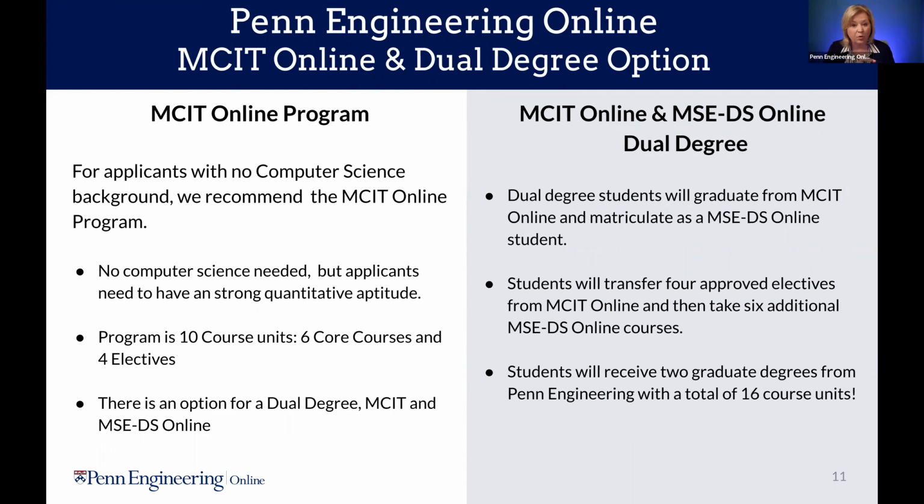So you would complete 10 courses in MSE-IT, and then 4 courses from MSE-IT could transfer into MSE-DS online. And then you would only need 6 more courses to complete MSE-DS online. And then you would actually have 2 degrees. You'd graduate from MSE-IT online first with that degree, and then matriculate into MSE-DS online. You'd only need 6 more courses if the 4 transfer in, and then you would graduate later on with the MSE-DS online degree. So there is an option if you don't quite fit into MSE-DS right now.